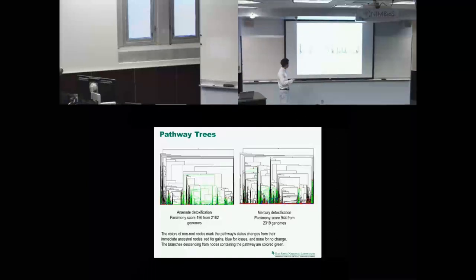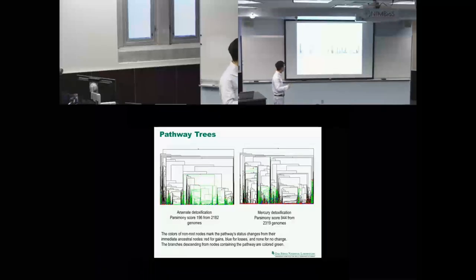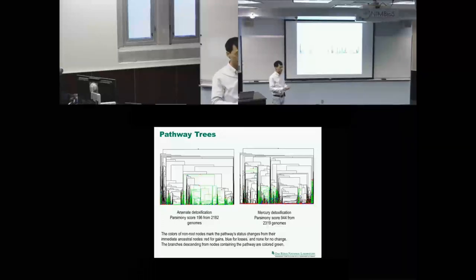First we take that original phylogenetic tree. Then we label all the terminal tips with the present and absent status of that pathway. Then we just use the parsimony principle, basically how we can reach this currently observed status by inducing the minimum number of gain and loss events in the evolutionary history.